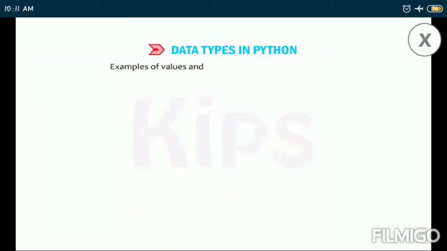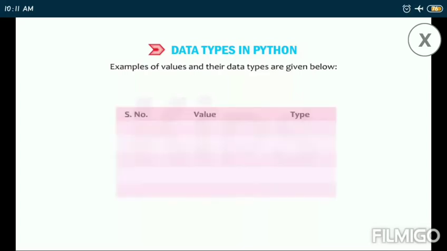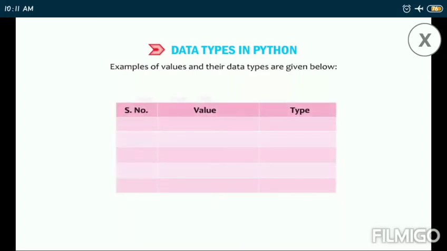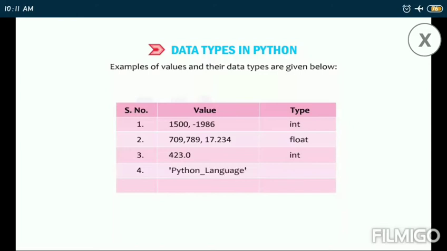Examples of values and their data types are given below. Serial number, value, type. Serial number 1. Value 1500 to 1986. Type integer. Number 2. 709.789, 17.234. Float. Number 3. 423.0. Integer. Number 4, Python_language. String. Number 5, 124 < 987. Bool.